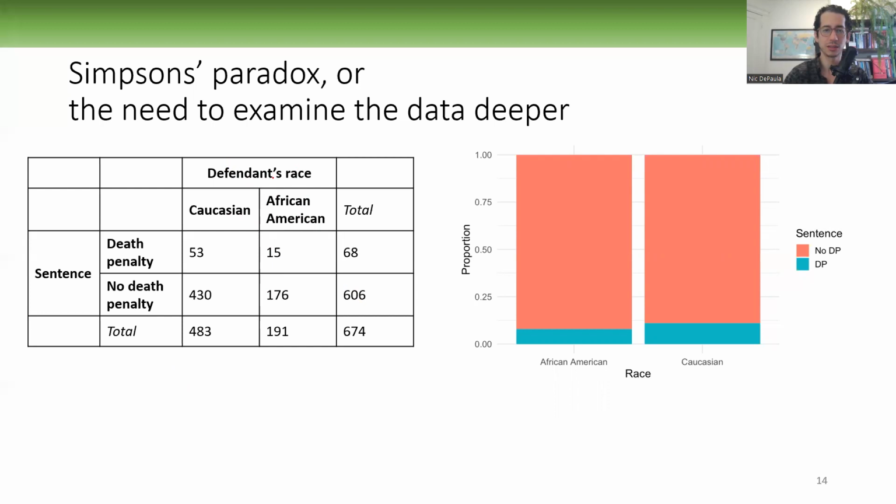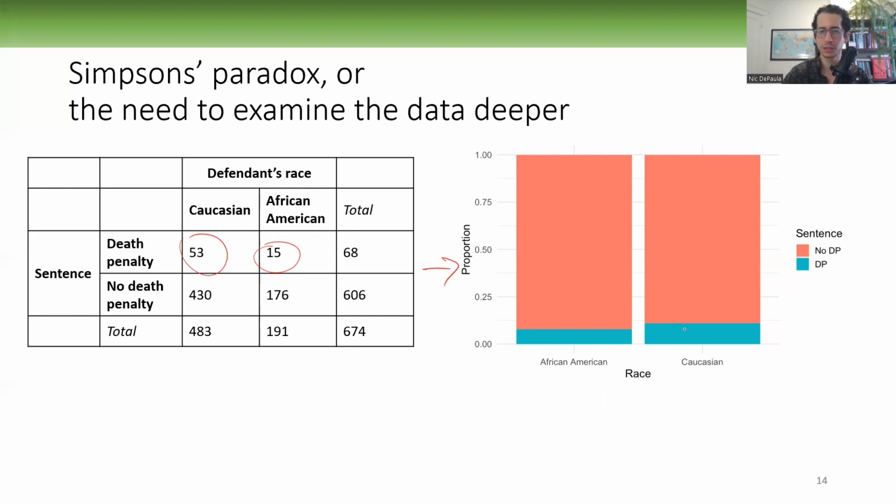the defendants. And let's call it aggressor, because defendant almost sounds like victim, but defendant is the aggressor. And whether these people received the death penalty or no death penalty. So only 2 values for sentence and only 2 values for defendant's race. And these are just absolute numbers. They're not proportions. So let's look in the graph for the proportions.